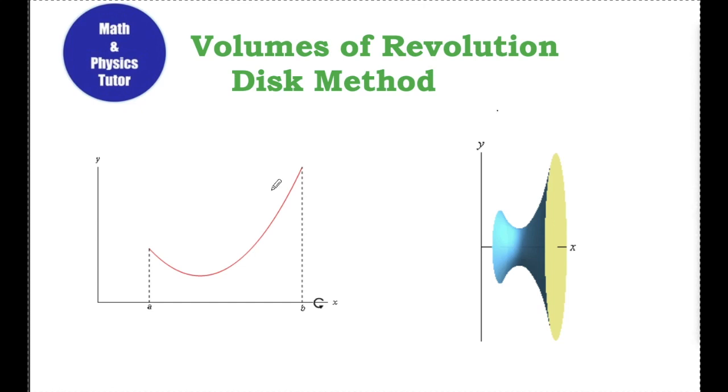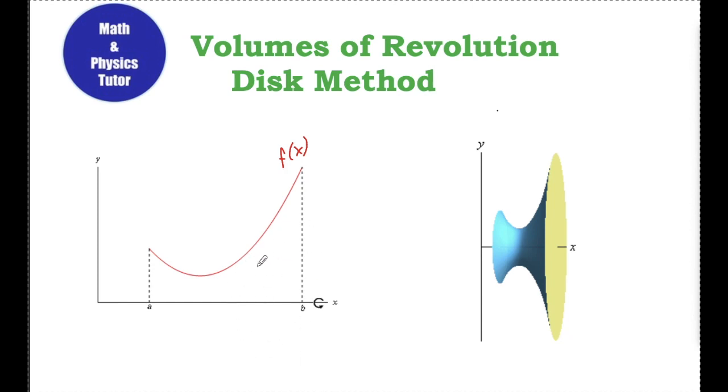So here we're looking at a graph of, let's say, f of x, bounded by x equals a, x equals b, and the x-axis. We've talked about in a previous video how to find the area of this two-dimensional region. I'll link to that in the comment section below. Today, what we're going to be talking about is taking this two-dimensional area and revolving it around the x-axis.